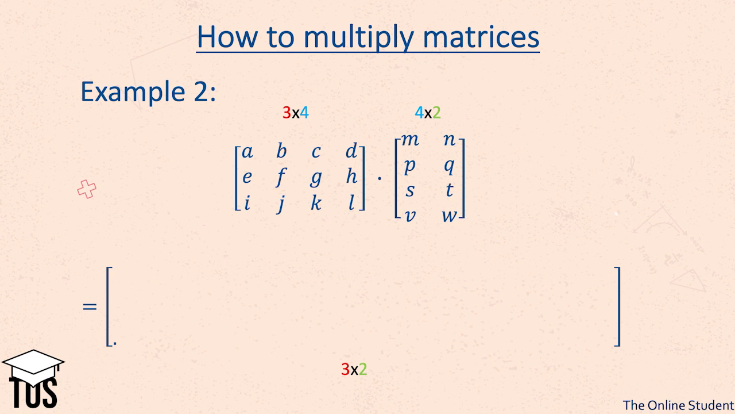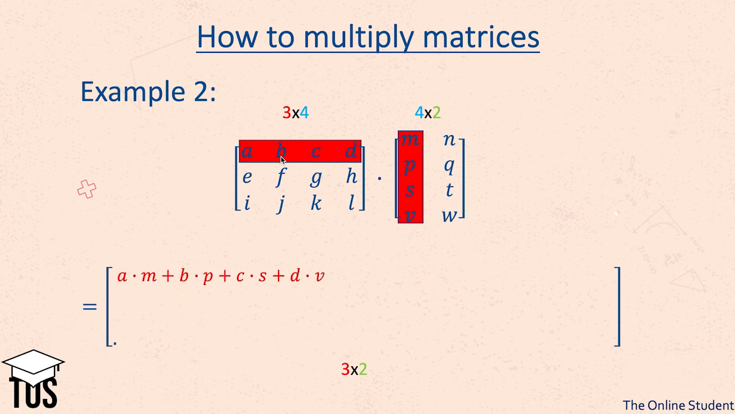Now, we are going to take a look at every possible combination of rows of the first matrix with columns of the second matrix. So let's take a look at the first row of the first matrix and the first column of the second matrix. We simply have to take the multiplication of the corresponding elements of this first row and this first column. So, as we did before, we are going to take the first element, which is A. We're going to multiply A with the first element of this column, which is M. So, A multiplied by M.